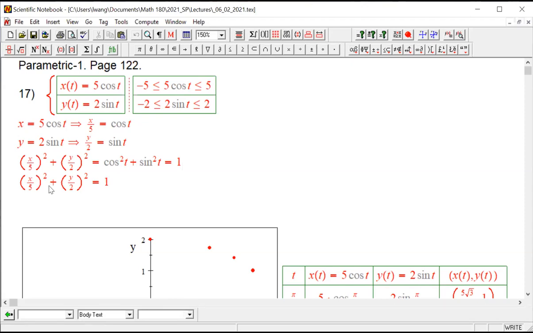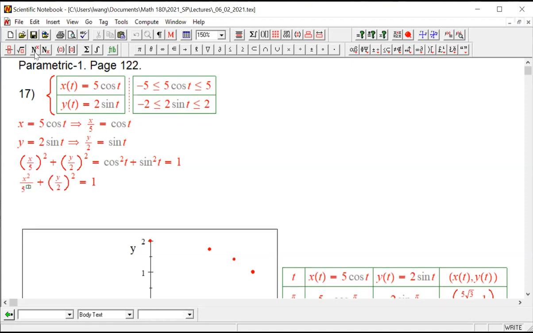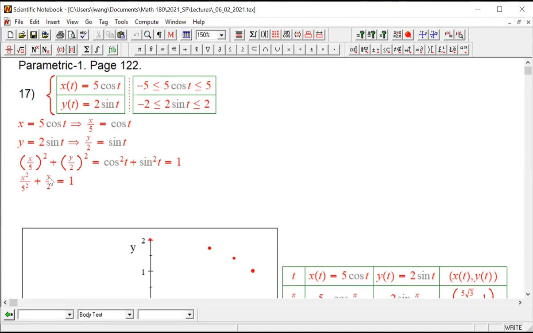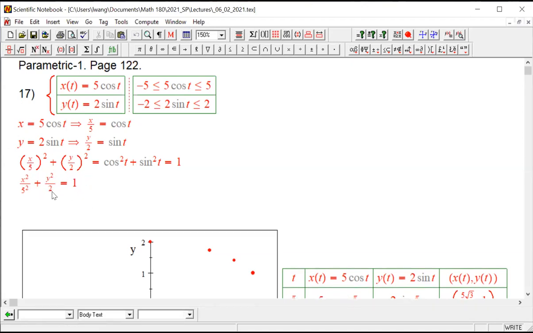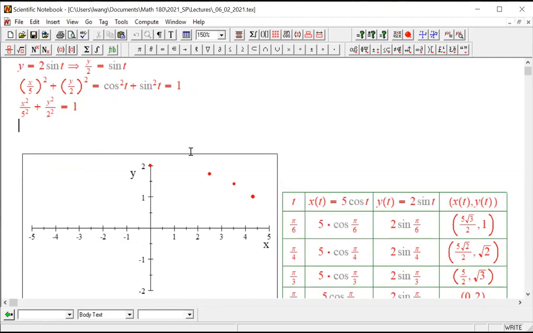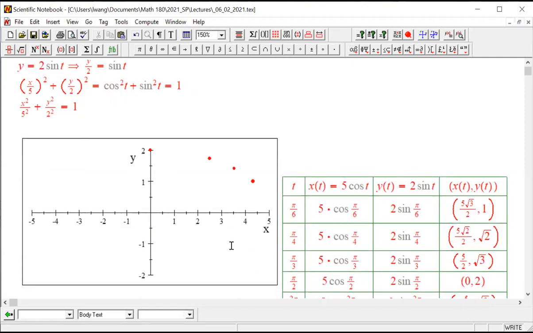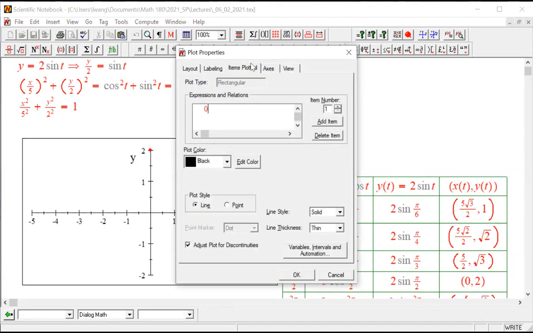Okay, in particular, you want to write it down this way: x squared over 5 squared plus y squared over 2 squared equals 1. This is a standard form of ellipse. Conics is another section we didn't get to review. If you want to review that part and you have any questions, you can ask me. So that's the ellipse, and you can draw it.